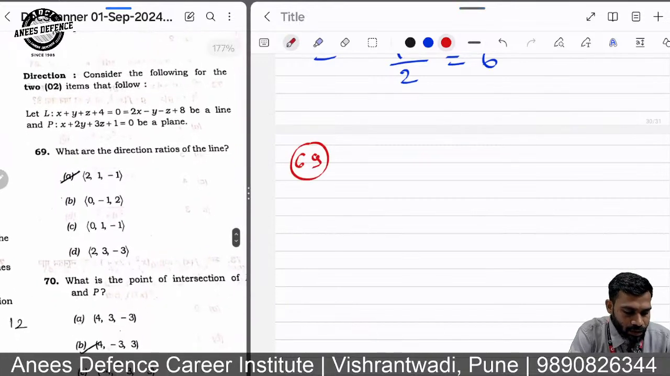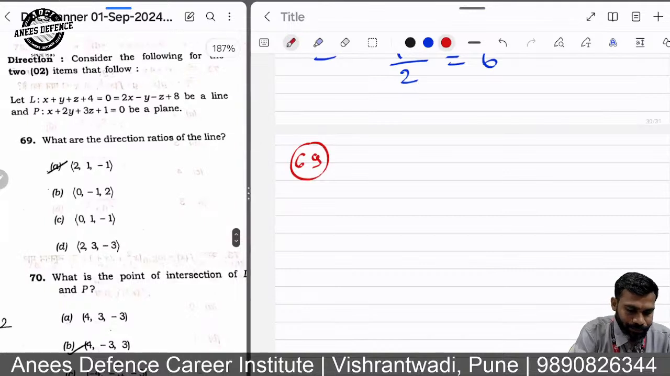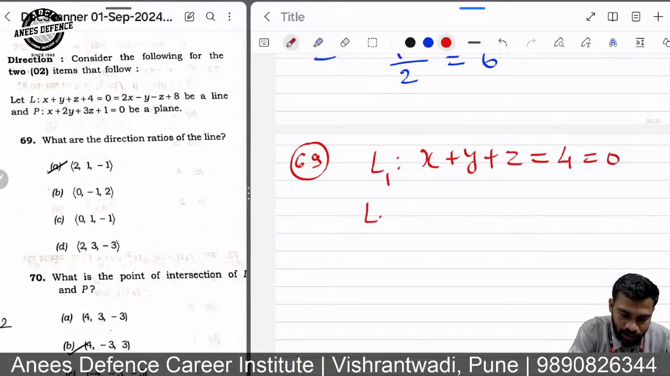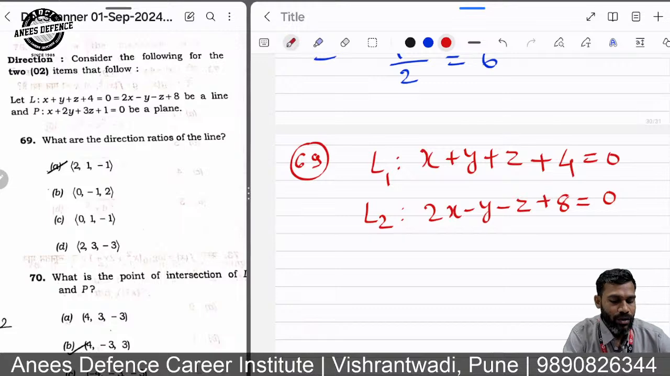What are the direction ratios of the line? See, we have got again two lines, L1: x plus y plus z plus 4 is equal to 0, and L2: 2x minus y minus z plus 8 is equal to 0. Sorry, here we have got plus 4, right? So these are the two lines.